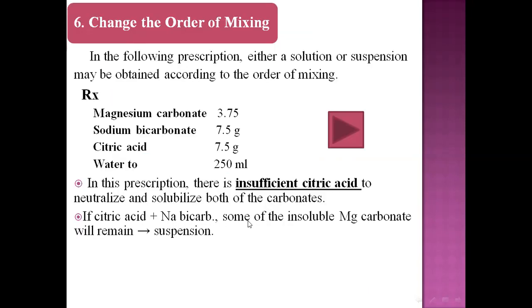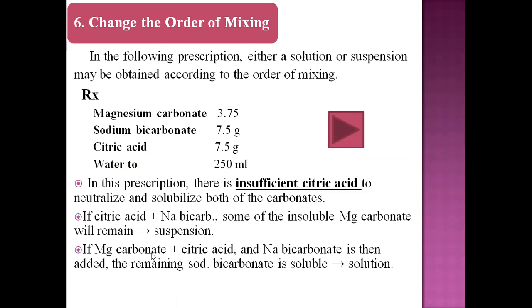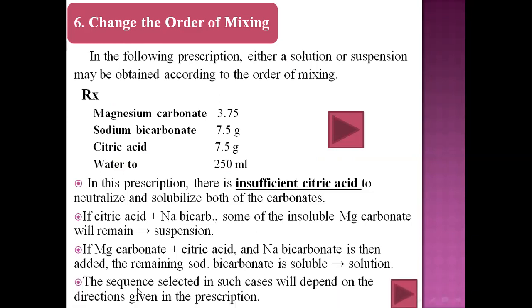If citric acid plus sodium bicarb, some of the insoluble magnesium carbonate will remain, so the resulting product is a suspension. If magnesium carbonate plus citric acid, then sodium bicarb is added, the remaining sodium bicarb is soluble, and the resulting product is a solution. The sequence selected in such cases will depend on the directions given in the prescription, whether it's a solution or a suspension. If a suspension is required, then you will add magnesium carbonate after sodium bicarb. If a solution is required, then you will add sodium bicarb after magnesium carbonate. So this is the way to correct physical incompatibility.